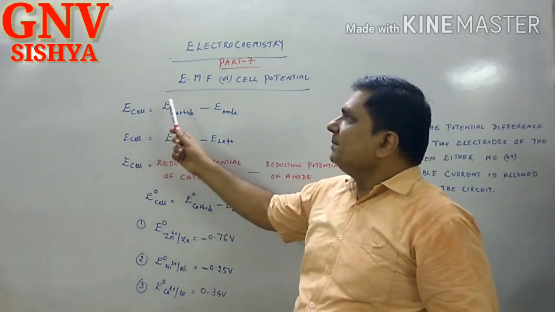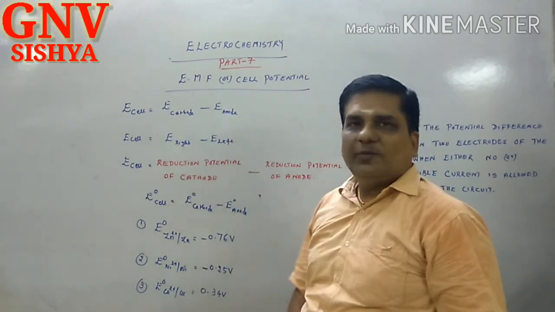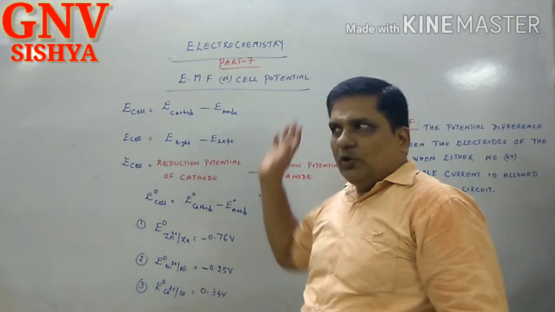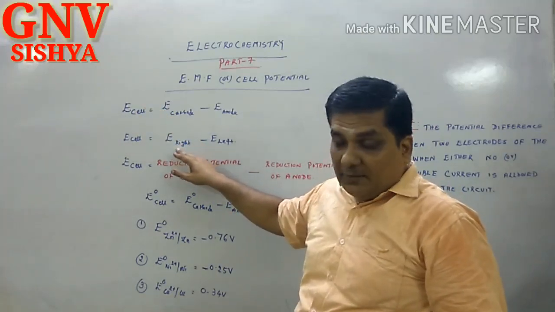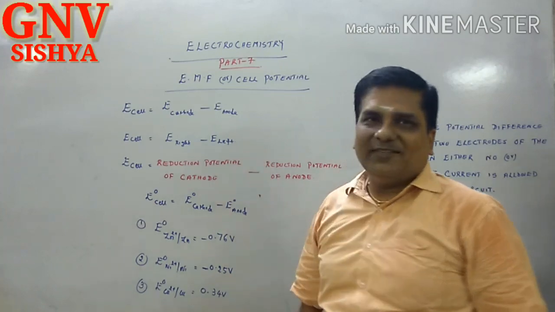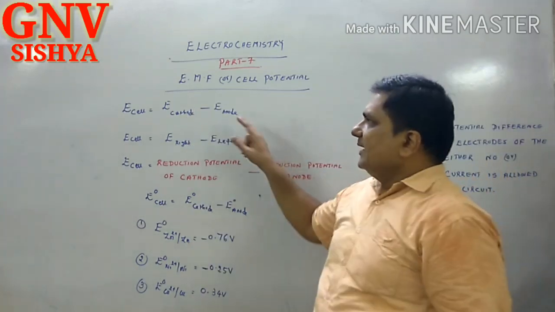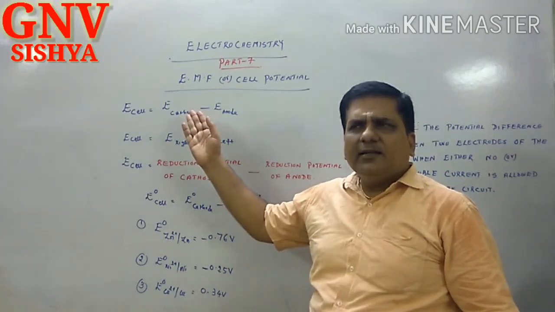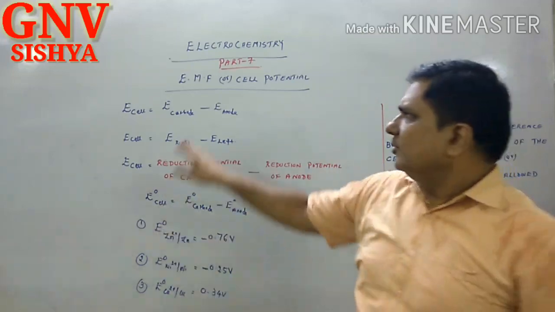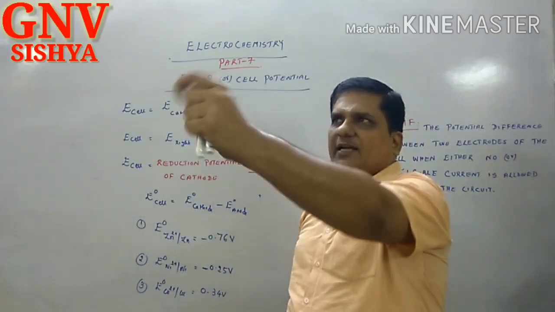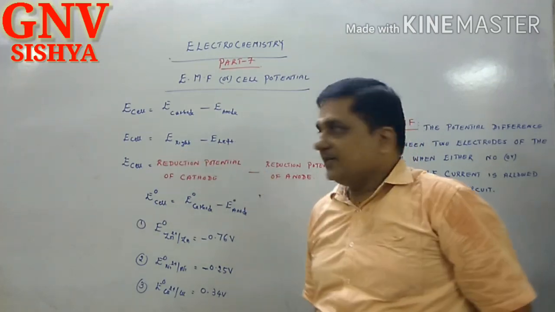Now, EMF of the cell is the electrode potential of the cathode minus the electrode potential of the anode. Correct? Cathode minus anode. What is the cathode? Right hand side. So, EMF is the electrode potential of the right hand side minus the electrode potential of the left hand side. I hope you understand. Okay? Cathode minus anode. Many people think of it as CA, cathode. EMF of cathode minus EMF of anode. EMF of right hand side minus EMF of left hand side.